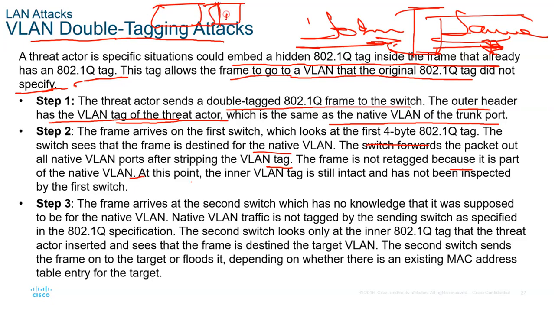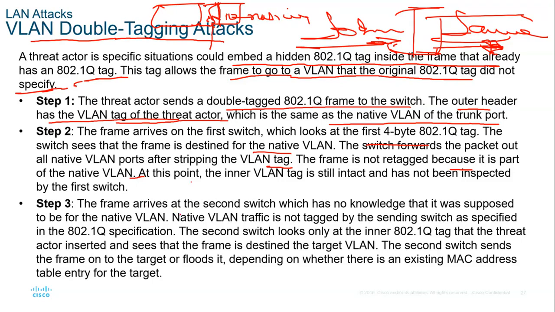So the first one here, let's assume 10, part of native. But the one for the actual slate, it's within inside. So once it crosses one of the switches, then it will be allowed to be pushed to whichever VLAN it intends to reach.